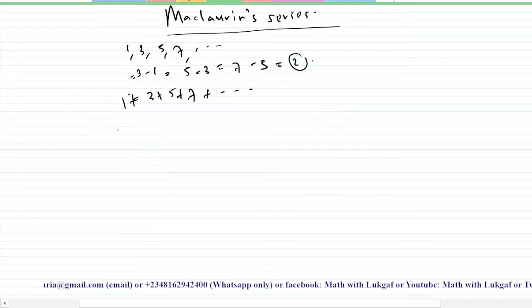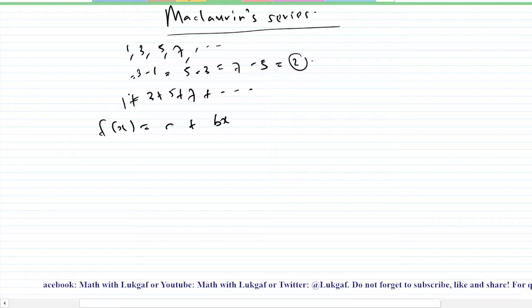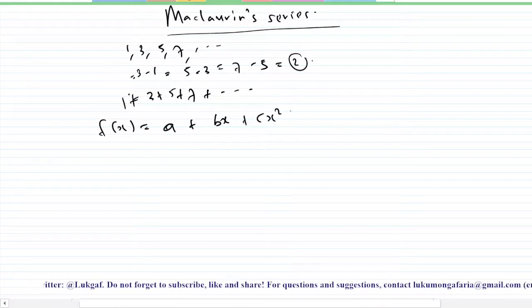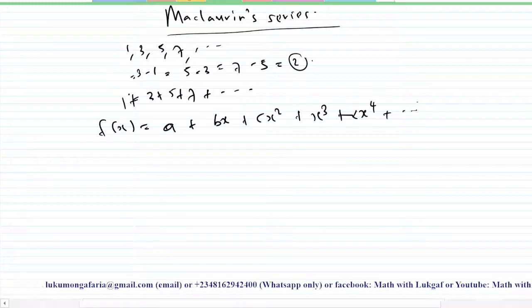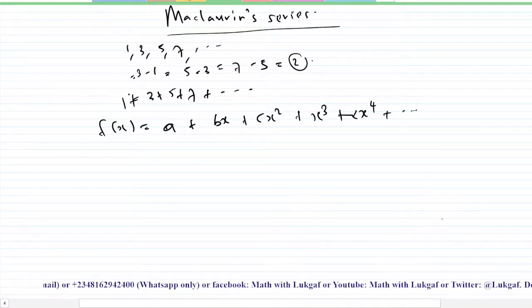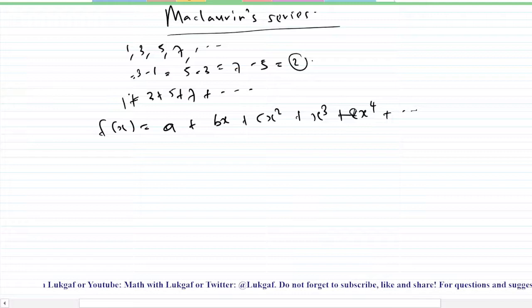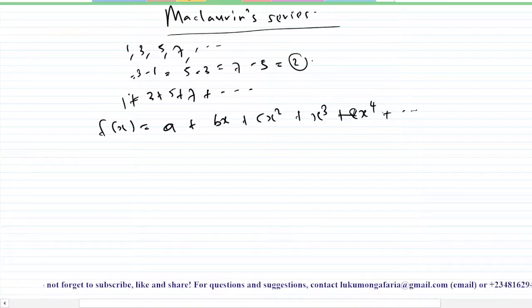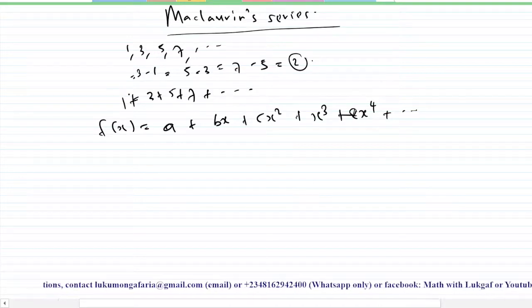For example, if I have my f of x to be something of this nature, a plus bx plus cx squared plus dx raised to power 3 plus ex raised to power 4 plus dot dot dot. You will notice that this is also a series, an infinite series for that matter. So if you want to write a function in terms of an infinite series in ascending powers of x like this, the mechanism you can use to do this is known as Maclaurin series. And how do you do this?